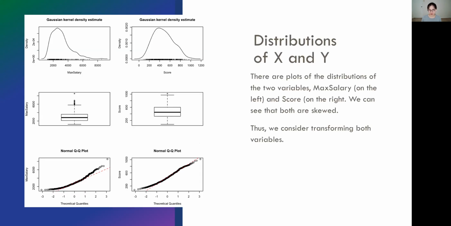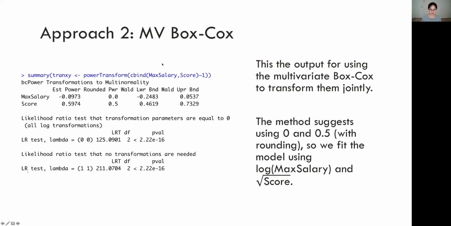So anyway, we need to do some transformation for both X and Y, which you can see here. Obviously X and Y are both right skewed, and there are some outlier issues from both this box plot and also this QQ plot. Even though score looks better, it is not ideally normally distributed. So we would consider transforming both variables. Let's take the second approach first, which is a multivariate BothXY transformation.